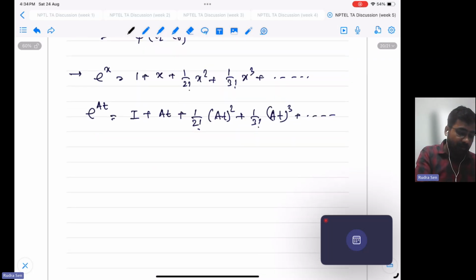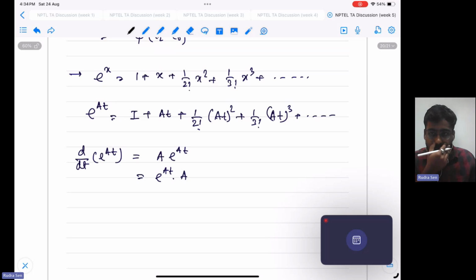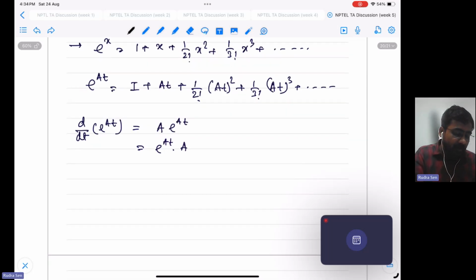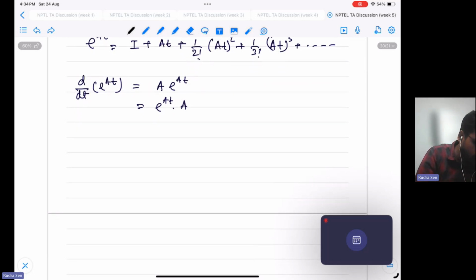Previously I have said that d/dt of e^(At) is basically A e^(At). This is also equal to e^(At) into A. So that means these two matrices, A and e^(At), basically commute. Otherwise, this won't happen. So how it will commute, we will see that.